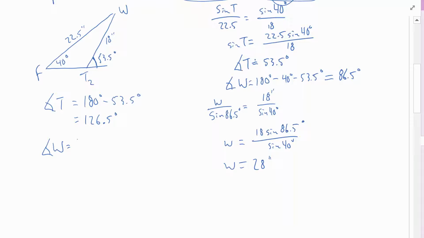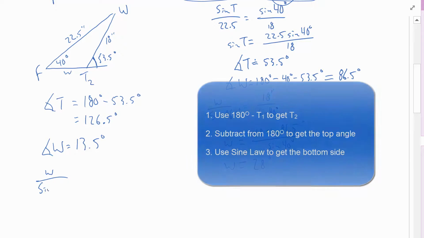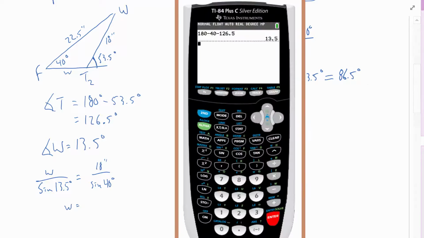13.5 for angle W. And now we just need to solve for little w, and we'll do that with sine law again. W over sine W, but in this case W is 13.5 degrees, equals F, 18, over sine F, which is sine 40. W equals, back to my calculator, 18 sine 13.5, close the bracket, divided by sine 40.